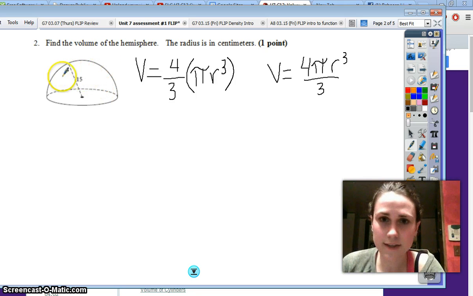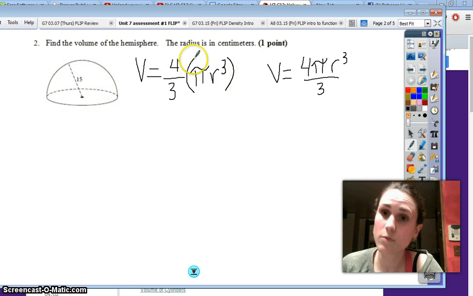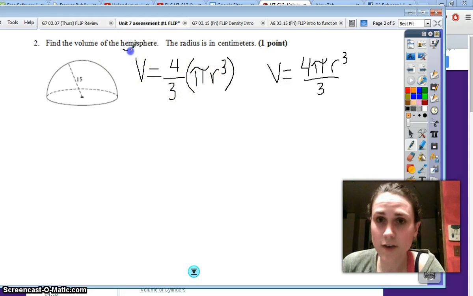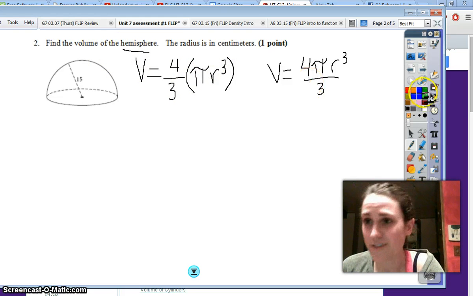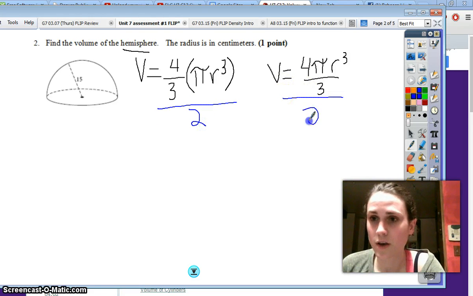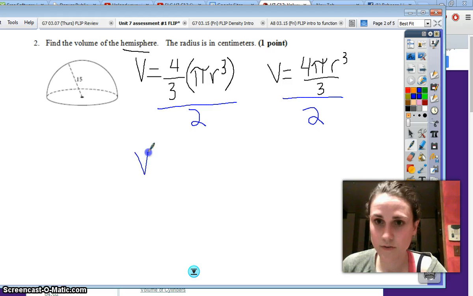You'll notice that this is going to give us the volume of a sphere. We want to find the volume of a hemisphere, so what we're going to do after we find the volume of a sphere is divide all this by 2. Cool. So let's find what the volume of a sphere would be and then divide it by 2. I'm going to use this formula.